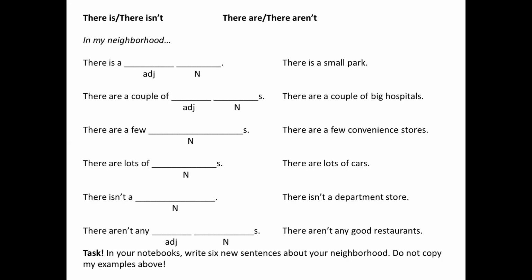Now we're going on to a negative sentence, something you don't have in your neighborhood. There isn't a noun. In my example, there isn't a department store. And one more, there aren't any. Use adjective noun plus S. Example, there aren't any good restaurants in my neighborhood. Now, maybe there are some restaurants in my neighborhood. Maybe there are 3 or 4 restaurants, but they aren't good, which means I only have bad restaurants in my neighborhood.